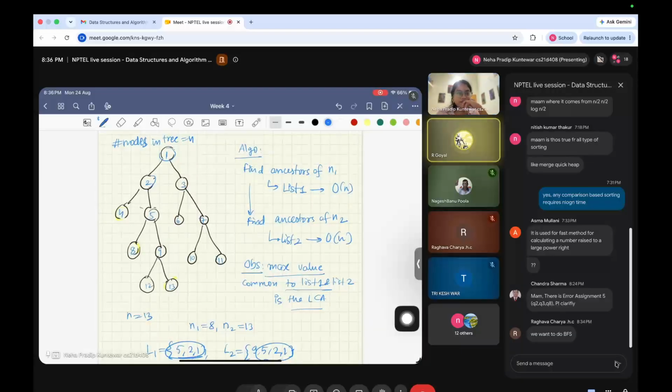We are looking for a common subarray from the two lists, and once we have the common subarray, we are looking for the minimum element in that common subarray. But how do you visualize this tree as a subarray? So if you could somehow convert this, this is kind of a reduction. You are given a tree and you want to find the least common ancestor. You want to convert it to the RMQ question. So how will you translate the tree into the array?